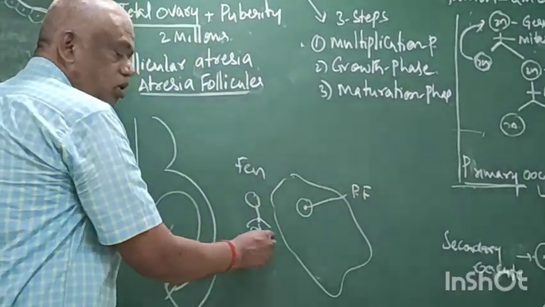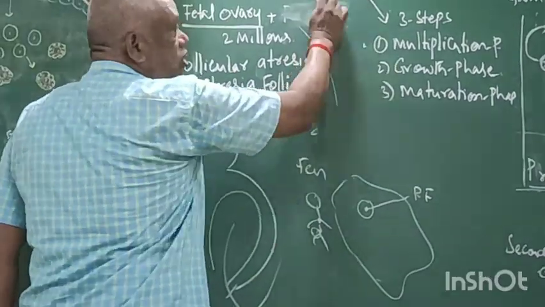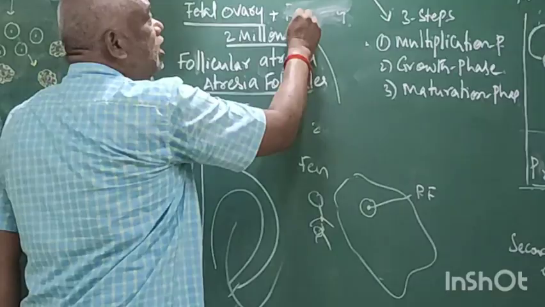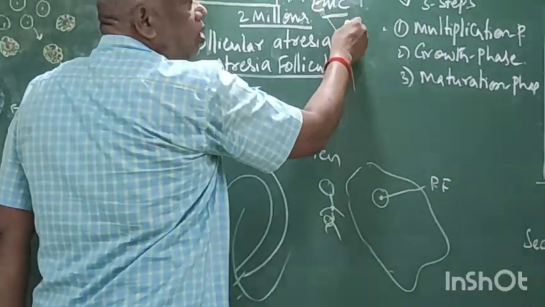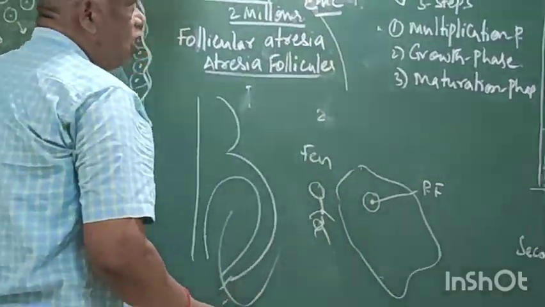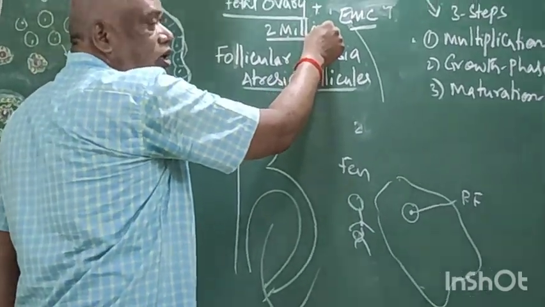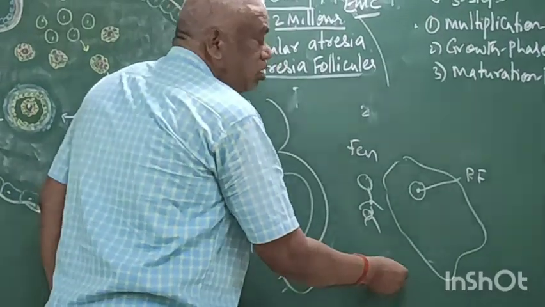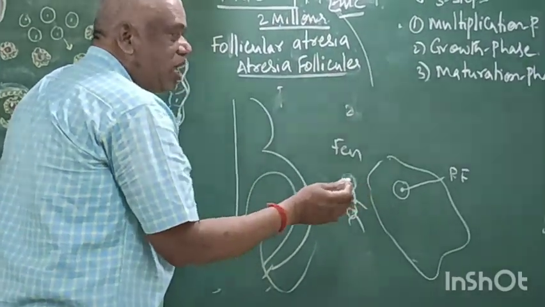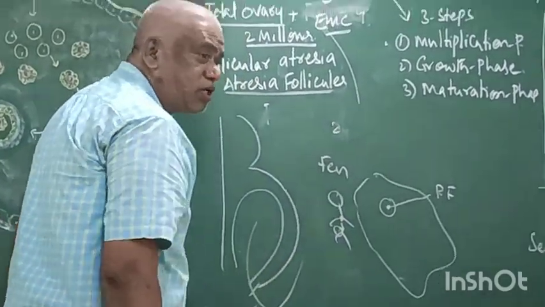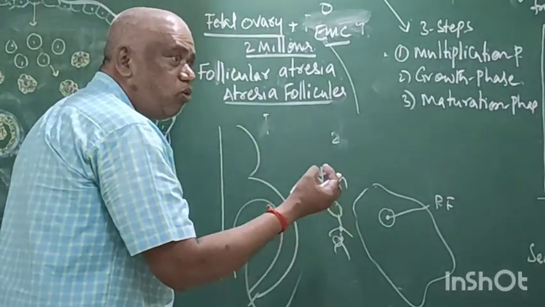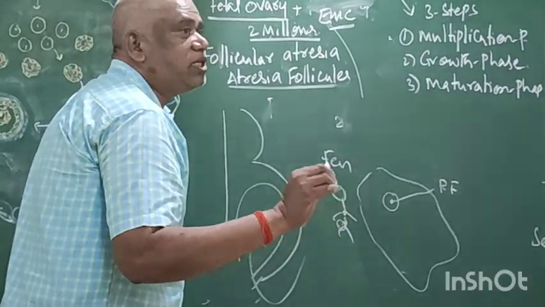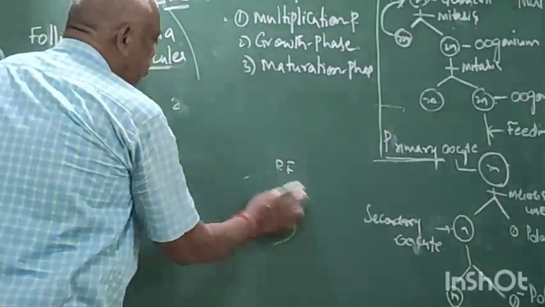Okay. Now see, the newborn baby in the fetal stage contains 2 millions of EMC, egg mother cells. That is oogonia. These 2 millions of egg mother cells are present in the fetus. When it comes outside, the oogonia change and become primary follicles. That means the newborn baby's ovary contains primary follicles, in which the primary oocyte is there.